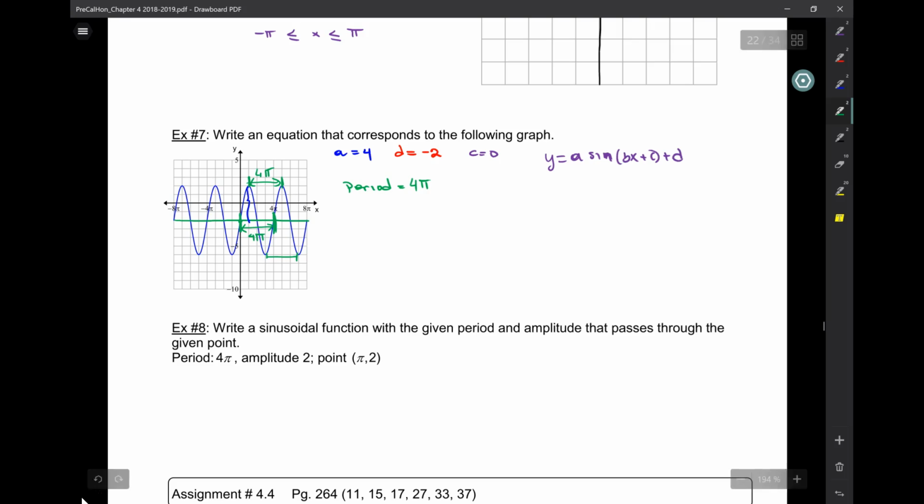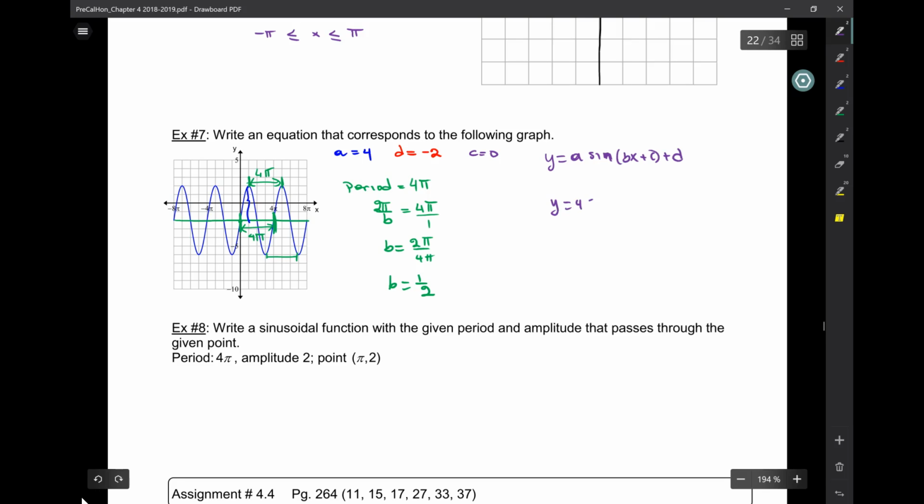Now, what is the formula for the period? It's 2 pi over b. And that is 4 pi. Okay, so now I just have to solve for b. How much would b be here? If this was a 1, it would be 2 pi over 4 pi. One half. Okay, so now I could put it all together.